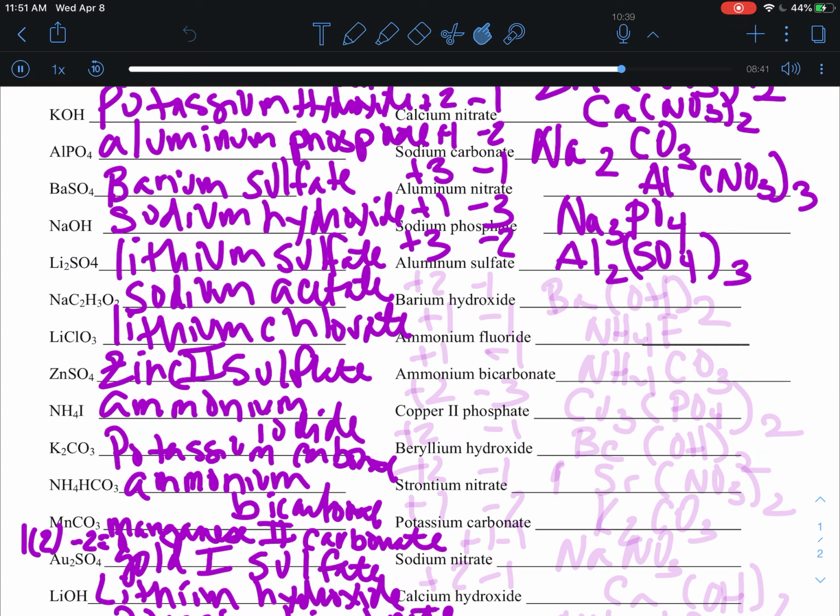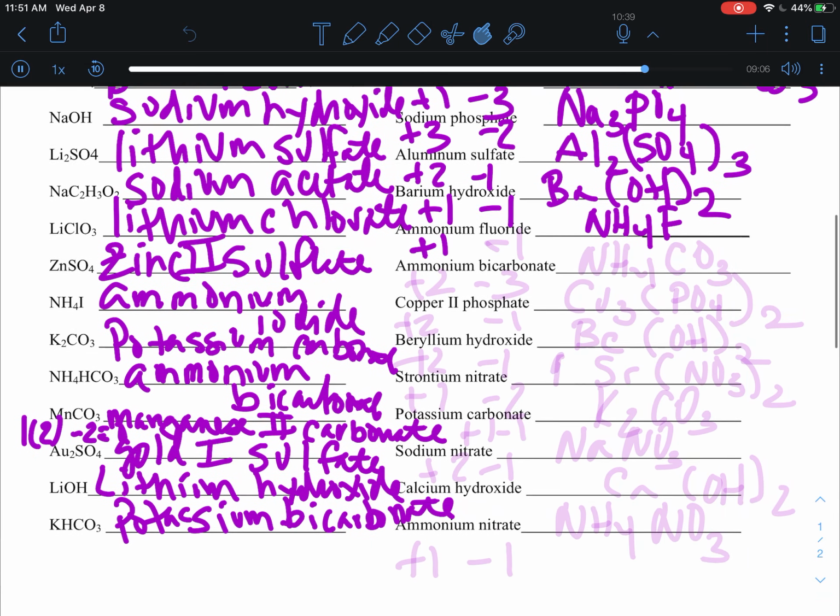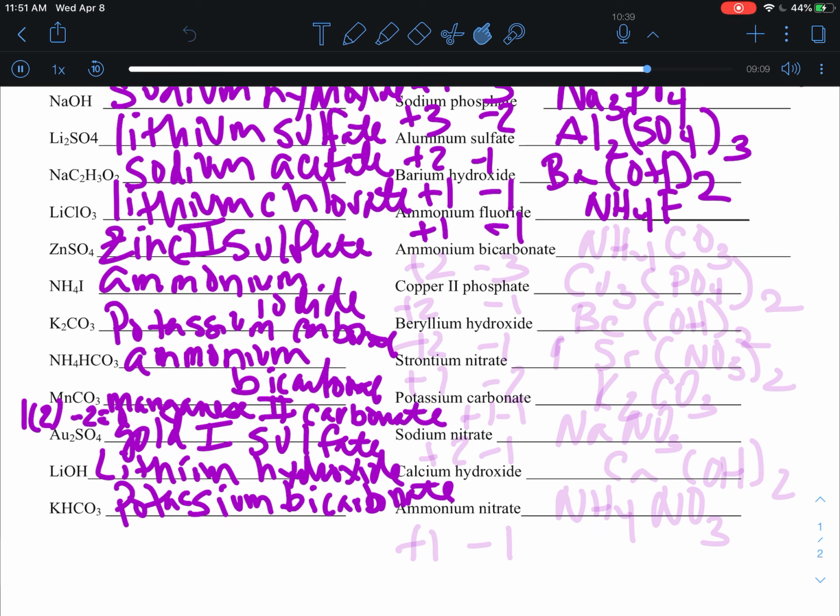Barium hydroxide, +2 -1. That's going to be Ba(OH)2. Ammonium fluoride, NH4F. I don't need any subscripts because I have 1 of each. The charge is equal 0. +1, bicarbonate is -1, right? I notice it's a double here, if you're paying attention.